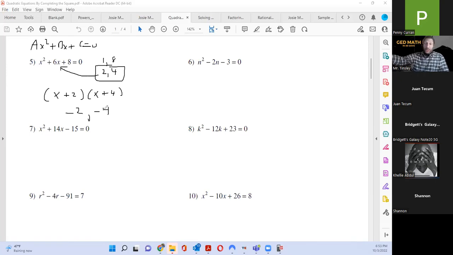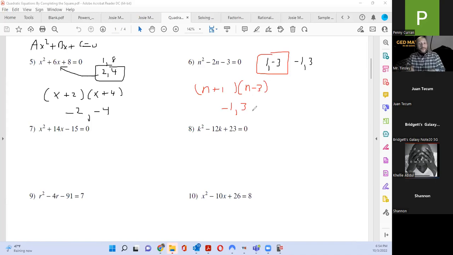So this is what I actually was doing with a young lady the other day, completing the square. But right now, I'm doing ones that are common that you should be able to look at. Ax squared plus bx plus c equals 0, already in standard form. C is -3: 1 times -3, or -1 times 3. Which pair is going to give me -2? So I look at which pair is going to give me -2 right there. N plus 1, N minus 3. That's factored to solve this quadratic equation: -1 and 3. That's how fast you should be able to do some of these quadratic equations by factoring and solving them, okay?